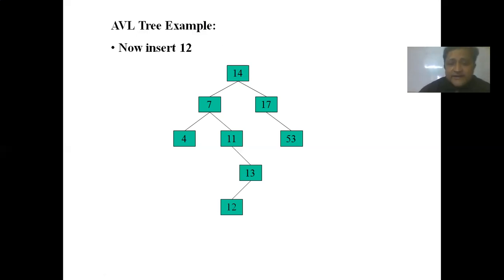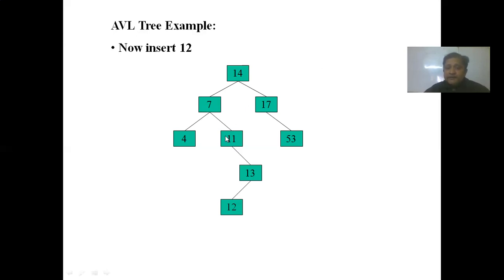Now let's check the balancing status of all the nodes, whether they are balanced or not. We have to test the balancing criteria for all the nodes. 12 is balanced. For 13, 1 minus 0: 1 is the height of the left subtree, 0 is the height of the right subtree. Balance factor is 1, balanced. For 11, the height of the left subtree is 0, the height of the right subtree is 2. So for 11, the balance factor is 0 minus 2, that is minus 2, which is not balanced. So 11 is not balanced.